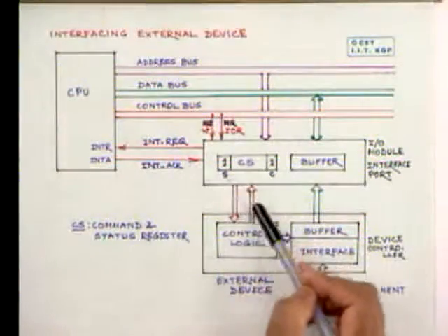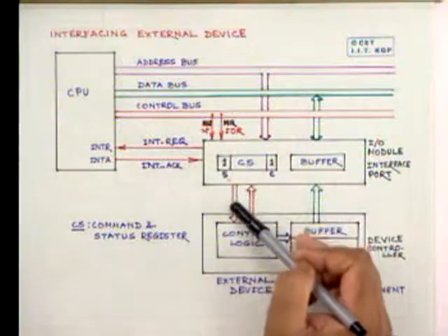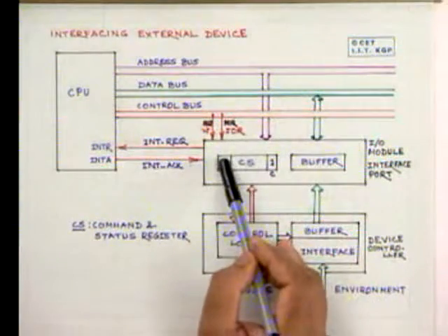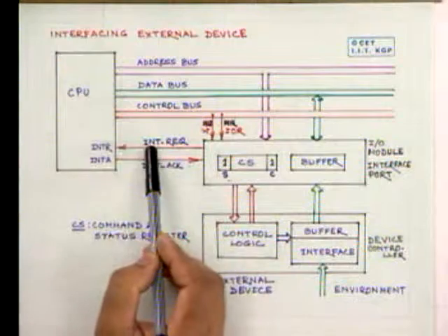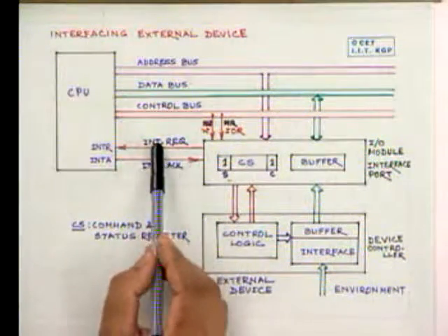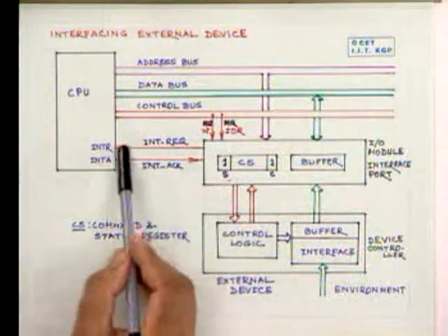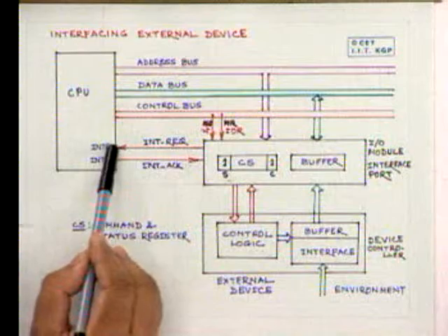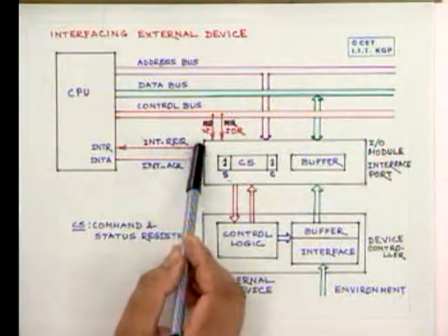Now, when the device tells that the status is 1, that means the job entrusted to the device is over, and a signal is sent to the CPU, which we call an interrupt request. A signal is sent to a particular input of the CPU, which we call INTR or interrupt, indicating that the work is over.